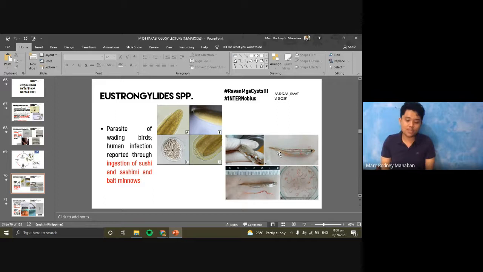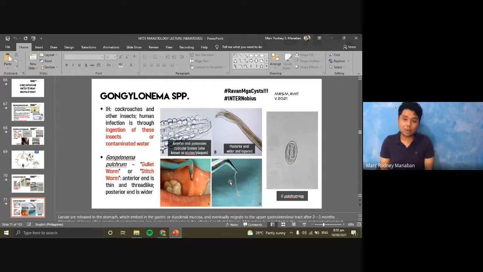So, this is an example of Eustrongylides species found in a fish. So, bait minnows. Those small fish. Alright, so that's Eustrongylides species. Next, you have Gongylonema species. Now, Gongylonema species, very important, it uses an intermediate host.